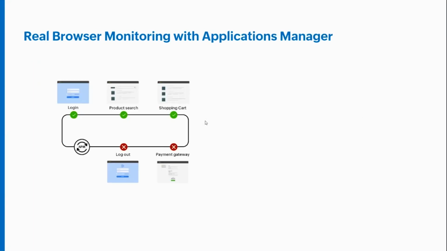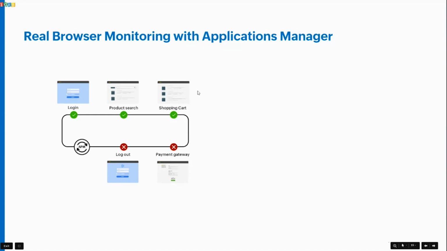Now let us see how Applications Manager's real browser monitoring facilitates the synthetic transaction monitoring. So as you can see here, this is the workflow of an e-commerce website. First, you will log in, you'll do a product search, and then you'll add it to the shopping cart. And when you've added to the shopping cart, you'll need to pay. And when you pay, you go to the payment gateway. And after you pay, you log out. This is the typical workflow of an e-commerce site.